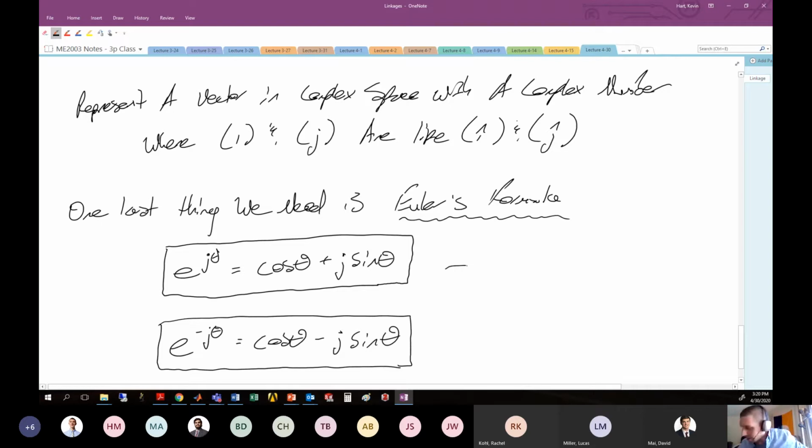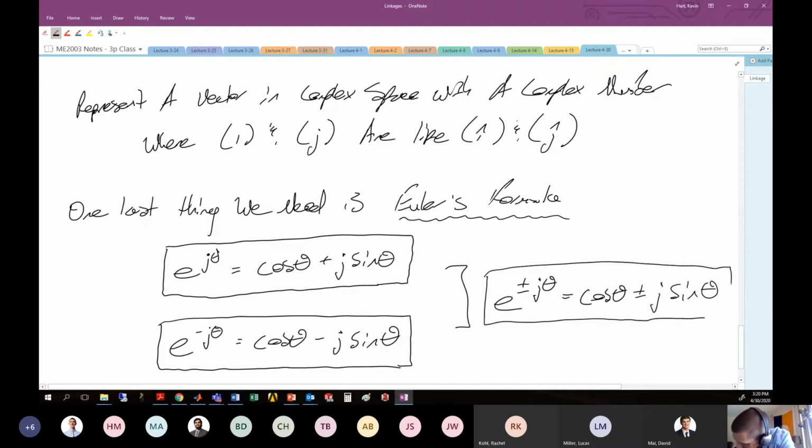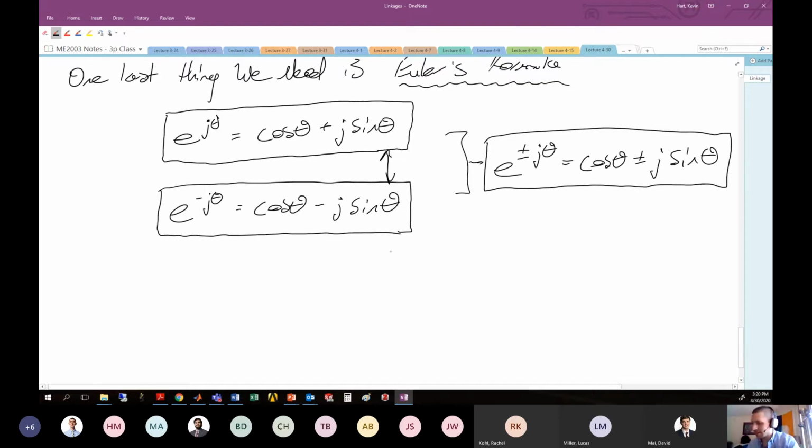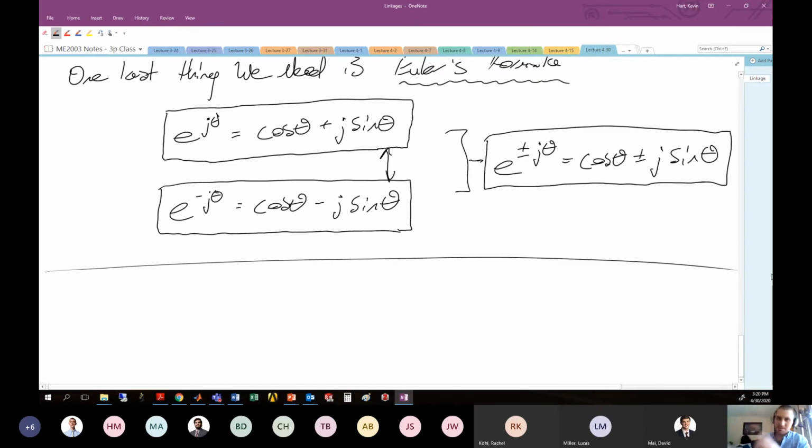You might often see this represented as e to the plus or minus j theta equals cosine theta plus or minus j sine theta. This is how I have it represented in the notes. You probably talked about that one in your electrical engineering class if you did complex numbers. But this is actually two equations, one with the plus, one with the minus. If you take anything away from lecture today, please take Euler's formula. All right, now math precursors done. Let's talk about how we might actually use this complex notation to represent these position vectors.